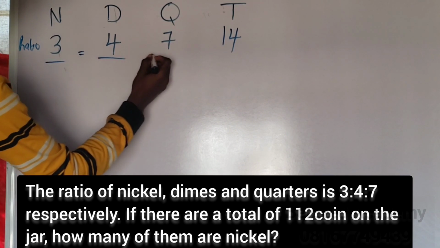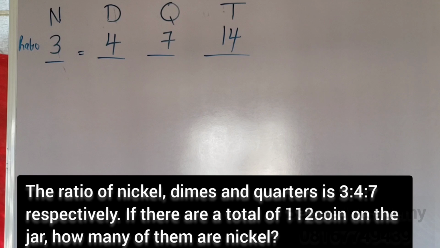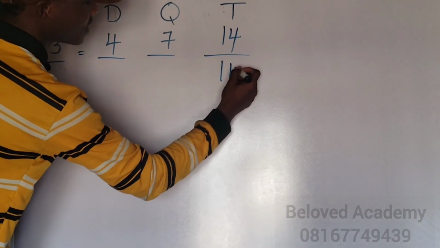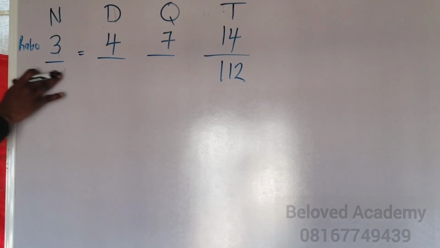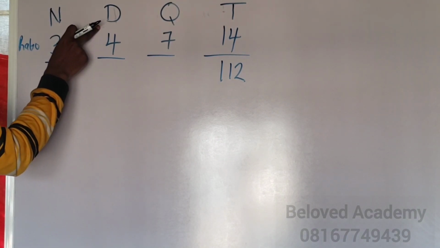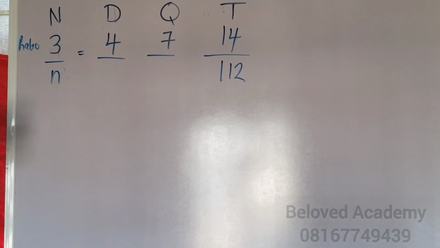Now let's put it in fraction. The total coin that is present in the jar is 112. So I'm going to have 112 here. Let the number of nickel coins present in the jar be N. Let the number of dime coins present in the jar be D.